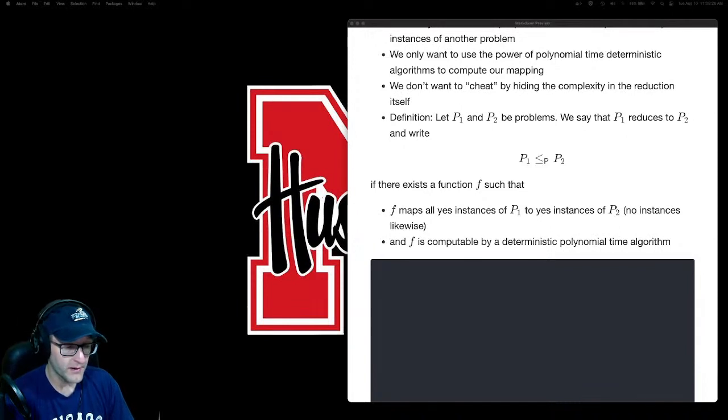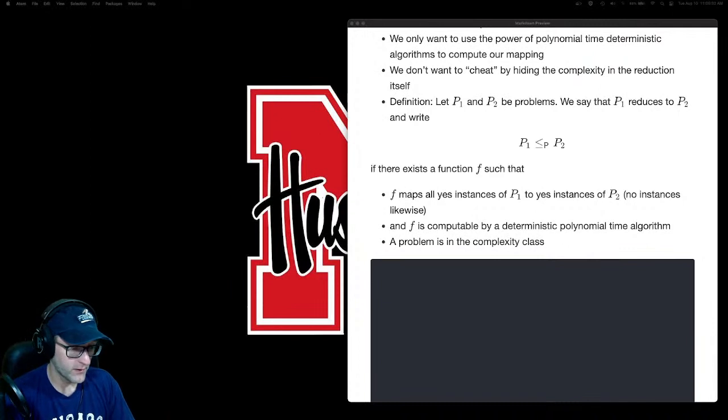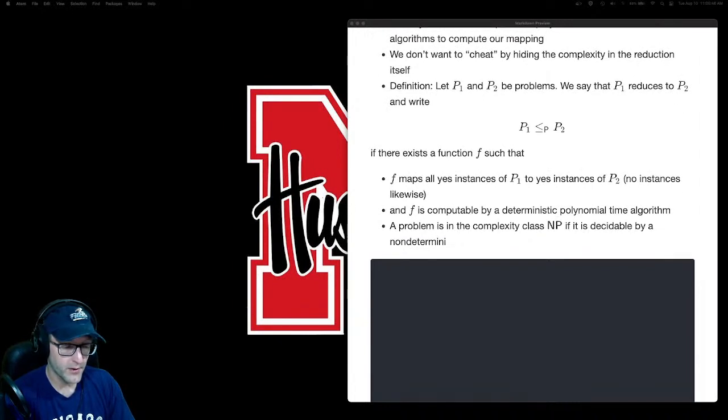A problem is in the complexity class NP if it is decidable, and again, problem, language, same thing, by a non-deterministic polynomial time Turing machine.